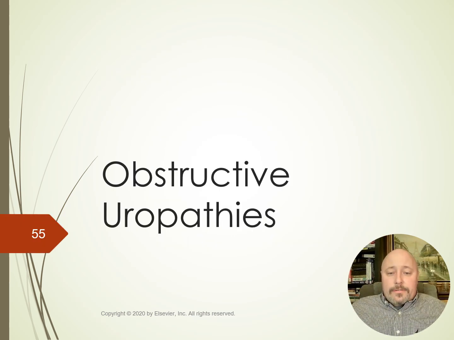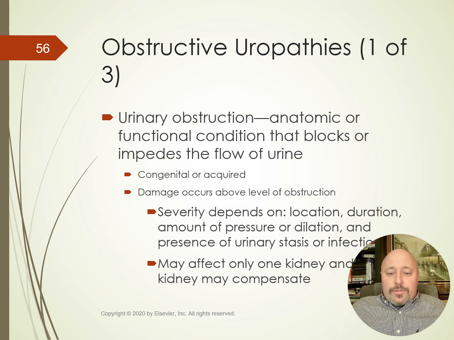Obstructive uropathies. A urinary obstruction is an anatomic or functional condition that blocks or impedes the flow of urine. It could be congenital or acquired, and deals with the damage that occurs at the level of obstruction. The severity depends on the location, duration, amount of pressure or dilation, and the presence of urinary stasis or infection.